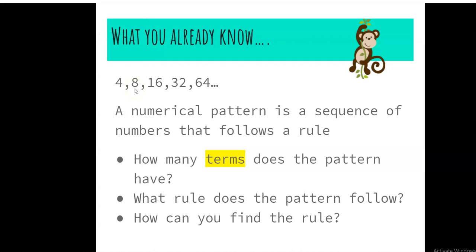Now, how can I find the rule? Well, I'm looking at the difference between the first 2 terms, and then the difference between the second 2 terms, and then the third and the fourth terms. Now I can see that this increases by 4 in this first step, and then by 8 in the second. So I'm thinking to myself, well, I know that 4 times 2 is 8, and 8 times 2 is 16, and 16 times 2 is 32, and this pattern continues. So I can say the rule would be multiply by 2 or times 2.